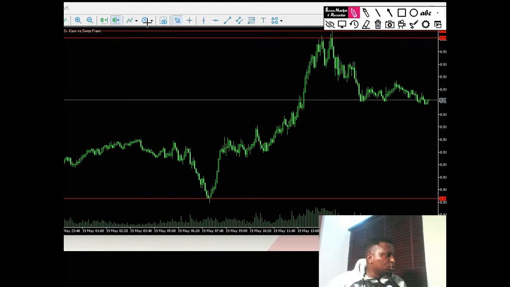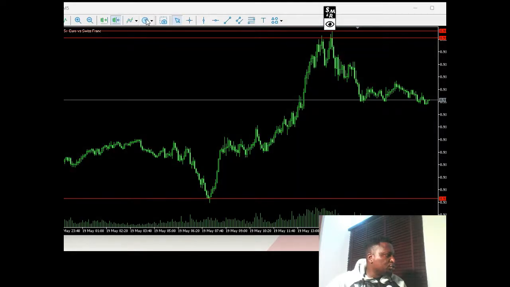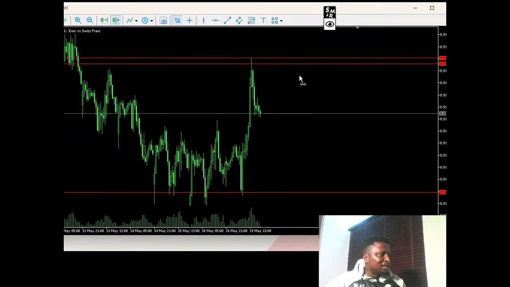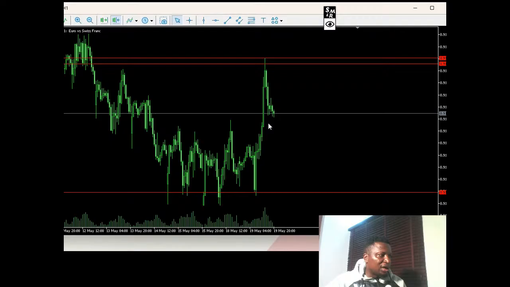If we go to 1 hour, each candle you see on this 1 hour chart took 1 hour to form. So now let's look at this candle, it took 1 hour to form.